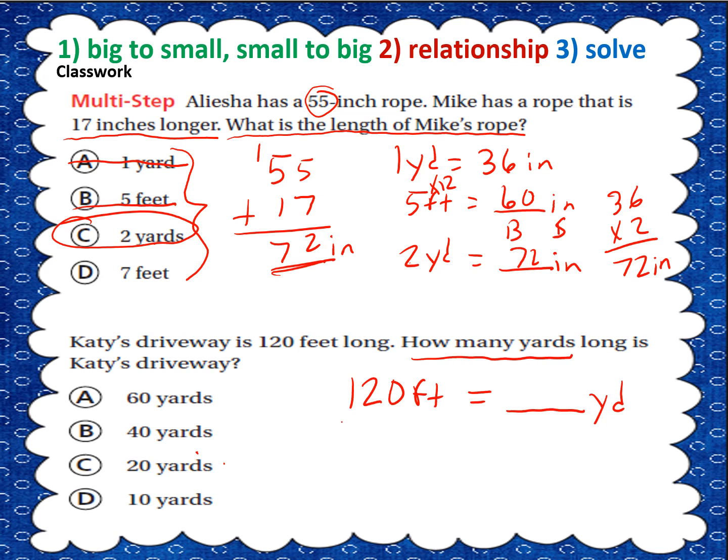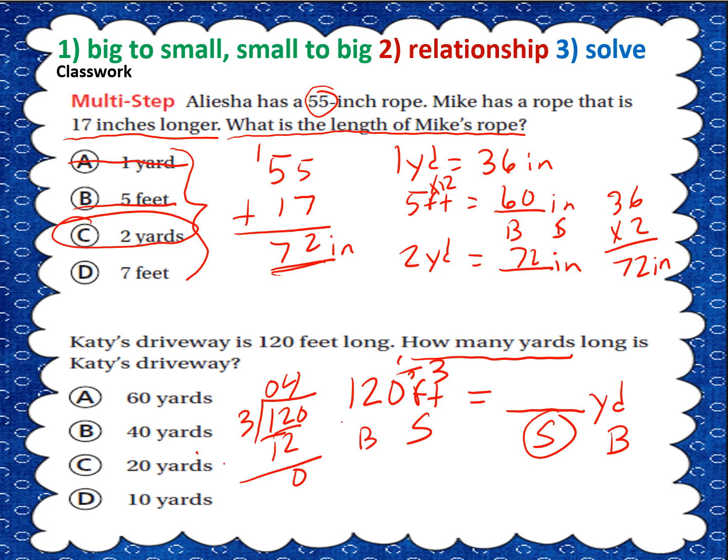How many yards? So yards are big, feet are small. How do I find a small number? I divide 120 divided by how many feet are in 1 yard? The answer is 3. So 120 divided by 3. 3 goes into 1, 0 times. 3 goes into 12, 4 times. 0 is less than 3, good. Bring down the 0. 3 goes into 0, 0 times. So the answer is 40 yards. B.